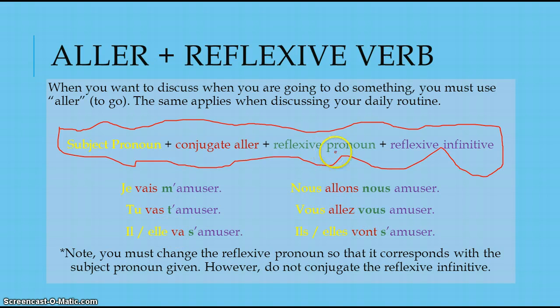Then we wrote our reflexive pronoun. M apostrophe is used, again because amuser begins with a vowel. And then in purple, we have the reflexive infinitive. Notice I did not conjugate this reflexive infinitive. Why? It's because the verb aller is already conjugated. You can only conjugate that first verb. You cannot conjugate the second. It must remain in the infinitive.